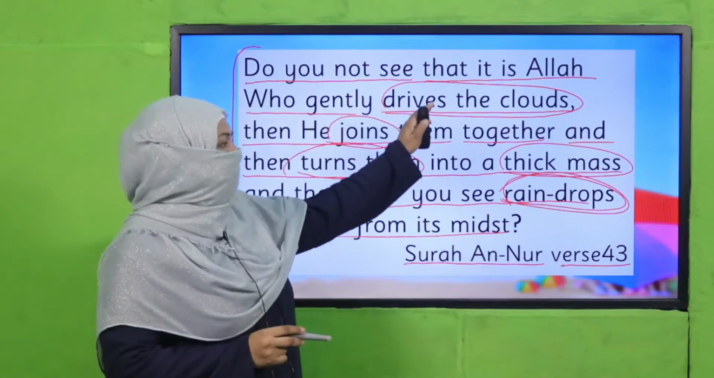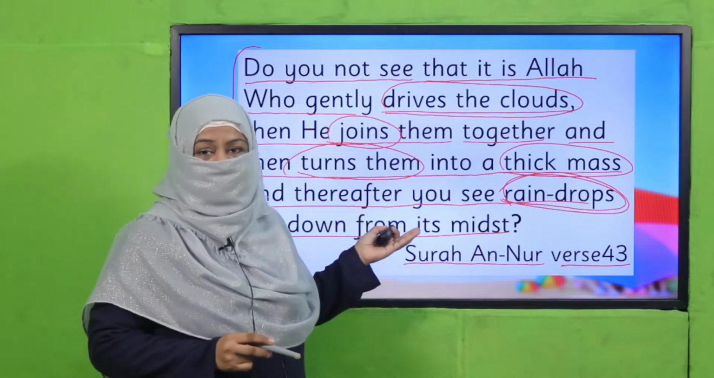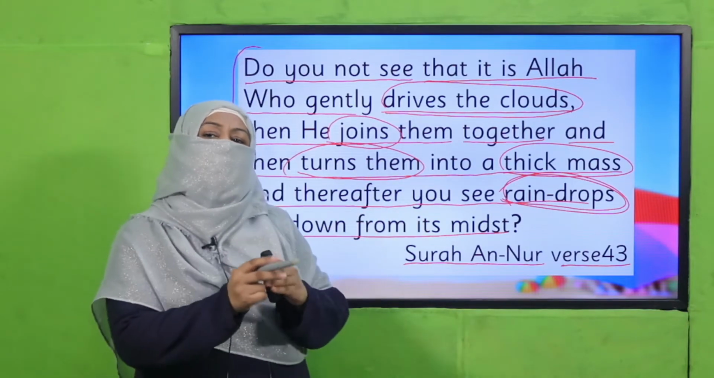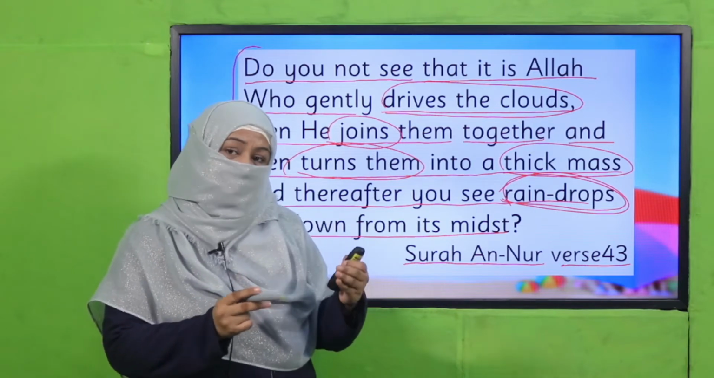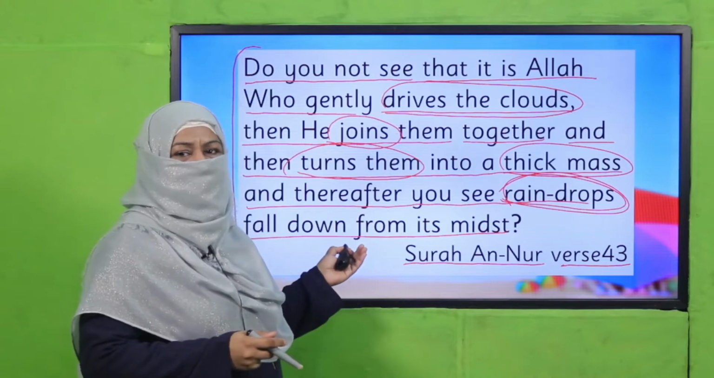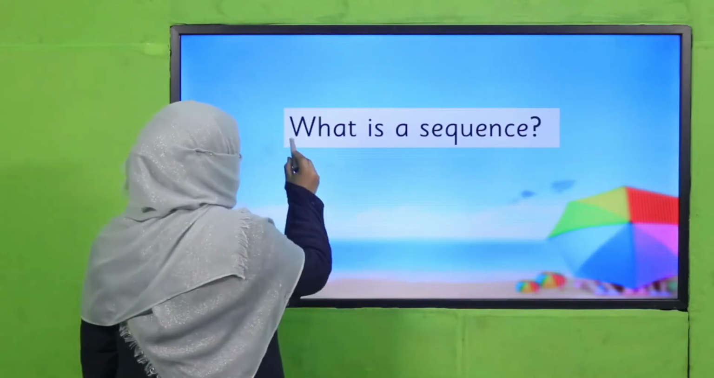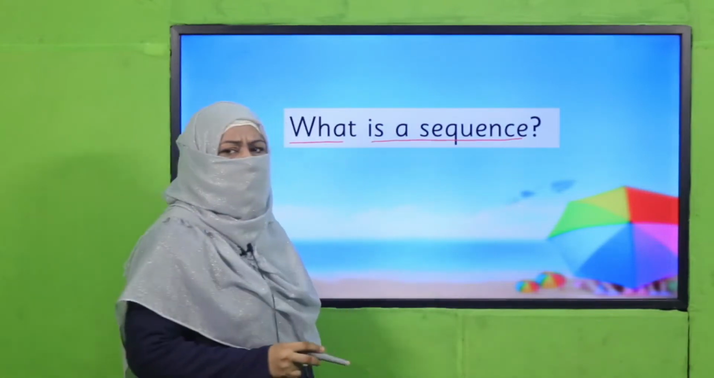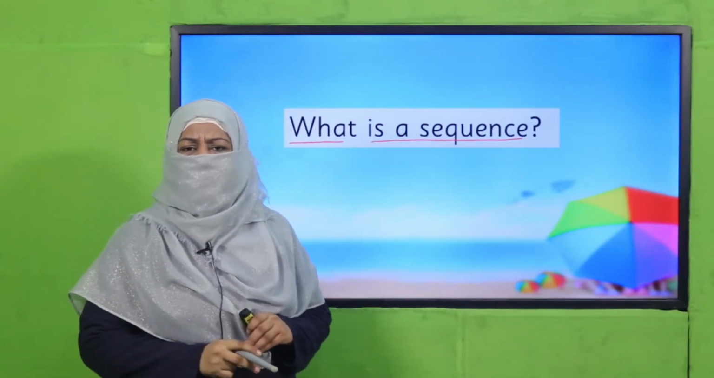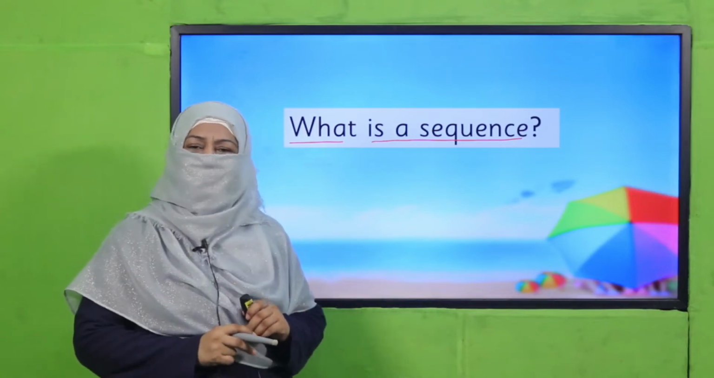So if any of these steps is missing, it will not rain. That's why this is the definition of sequence. And alhamdulillah, we are learning this from the Quran. Subhanallah. Now, my dear children, you tell me, what is a sequence? Whatever I told you, what do you understand from a sequence? Pause the video, answer this question to your teacher, and then come back.